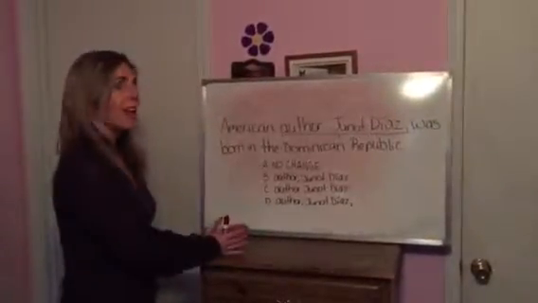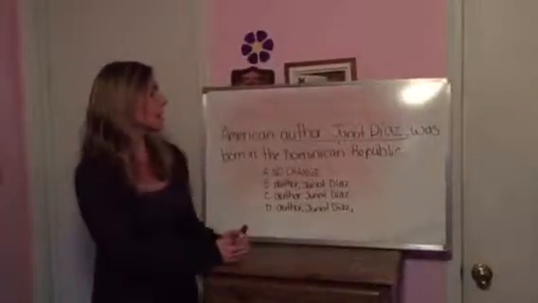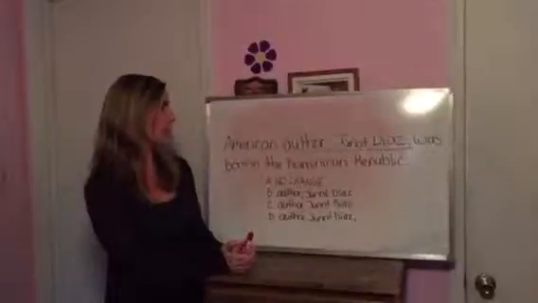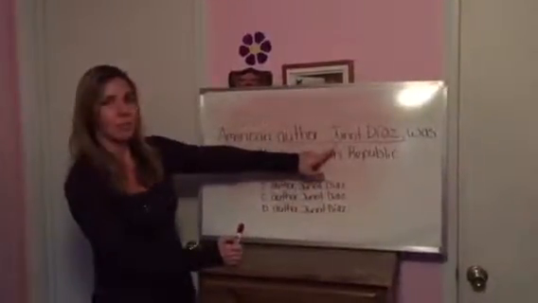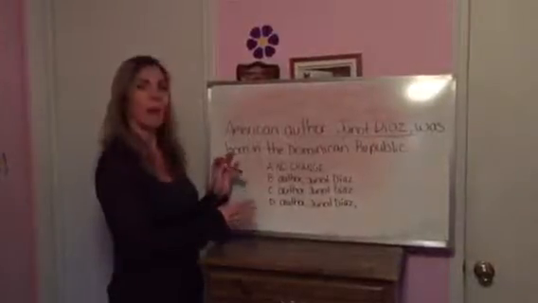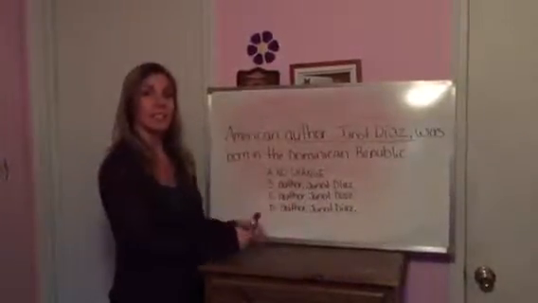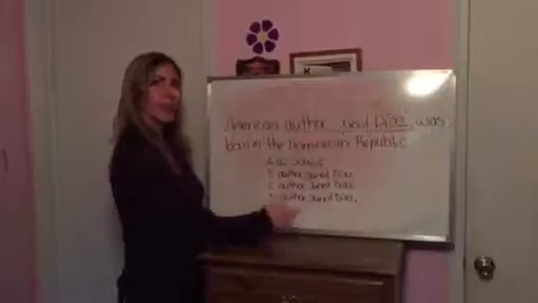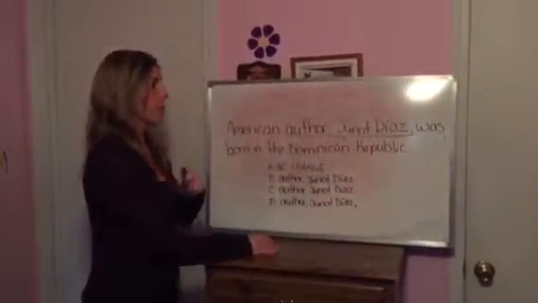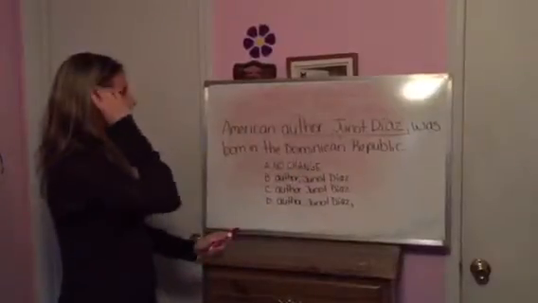So let's look at this sentence. It says, American author Junot Diaz was born in the Dominican Republic. And under here is just a number one. This is how the ACT English is formatted, if you've never taken it. It'll have sentences, and a portion of it will be underlined with a number under the underlined part. So this is number one.